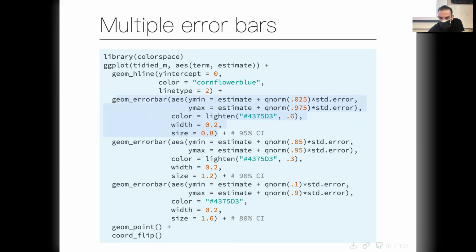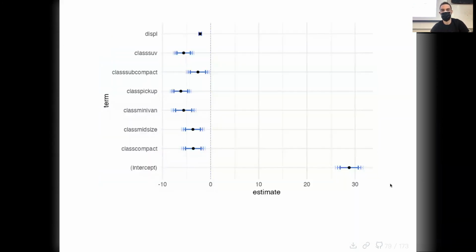Here I'm going from 0.05 to 0.95. So that's going to be a 90% confidence interval. And then here I'm going from 0.1 to 0.9. So that's going to be my 80% confidence interval. Okay, so I'm just layering these confidence intervals on top of each other, one after the other. Okay, then I'm going to layer some points on there, and then I have coord_flip because this is older code. And it ends up looking like this.